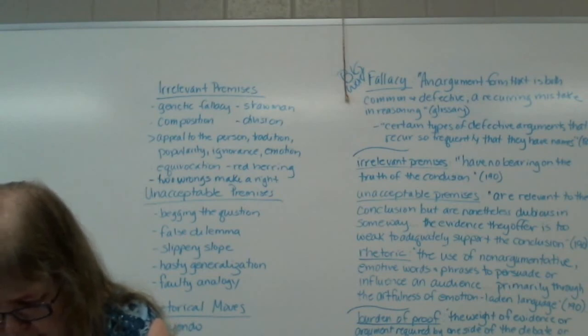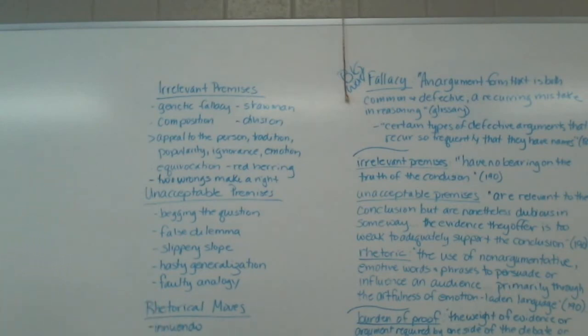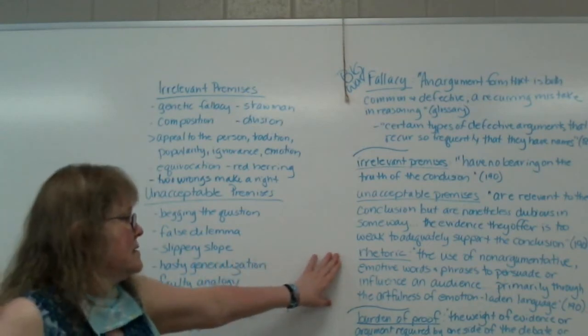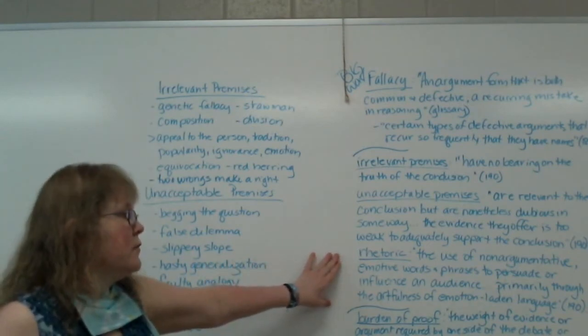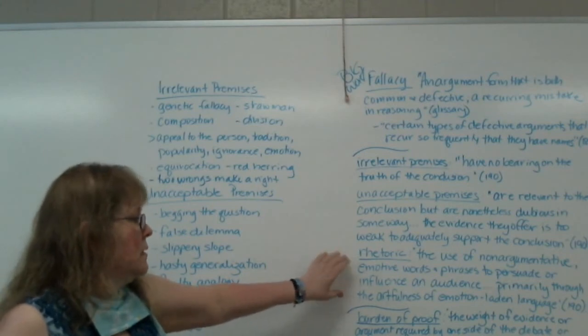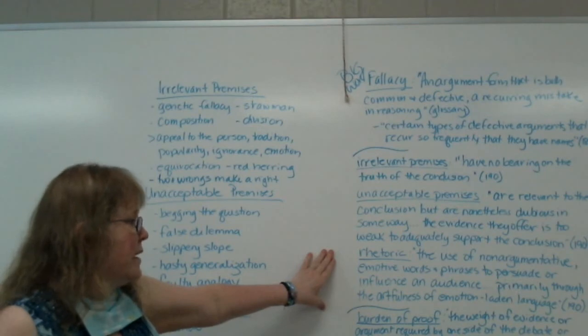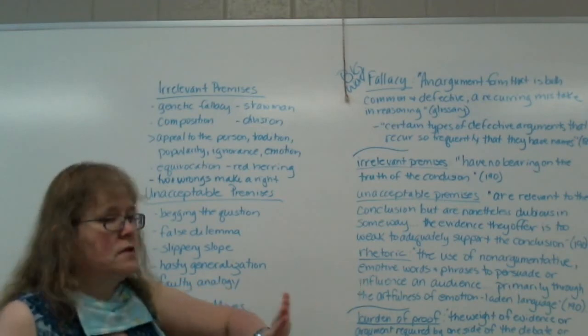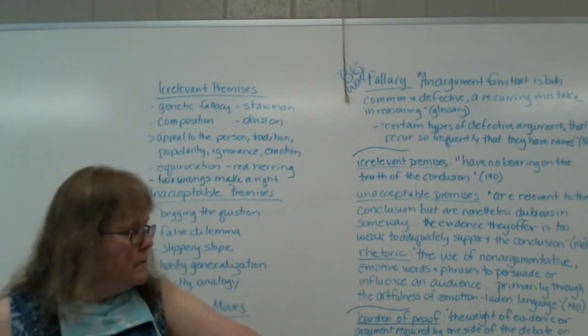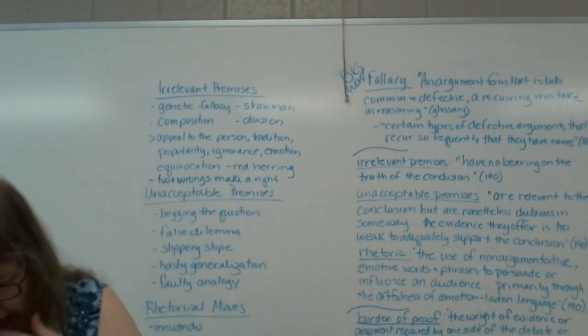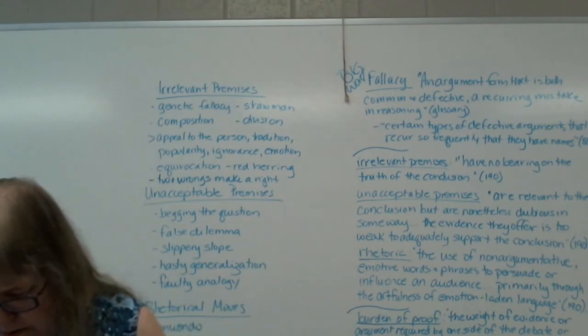The last section in this book is on rhetorical moves. And remember, rhetoric in this case is the use of non-argumentative emotive words and phrases, emotional words and phrases to persuade or influence an audience, primarily through the artfulness of emotion-related language. And there are different types of this, right?